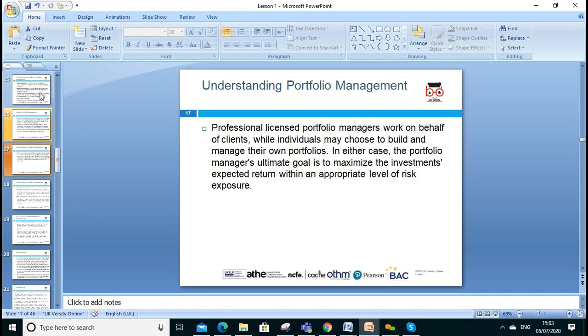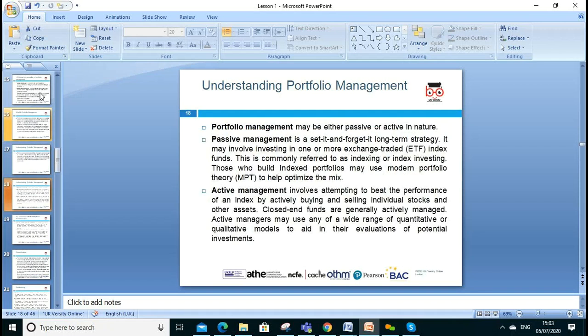Okay, to understand portfolio management, we need to look around, and then we can understand the portfolio. Portfolio management may be either passive or active in nature. Passive management is set it and forget it, it's the long-term strategy. So it is investing in one or more exchange traded ETFs and finishing the project.